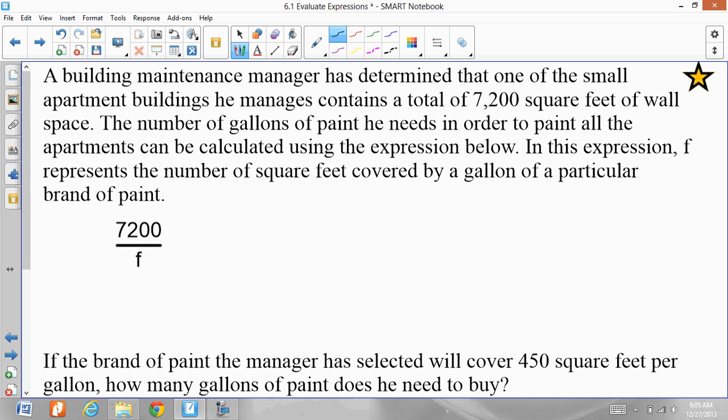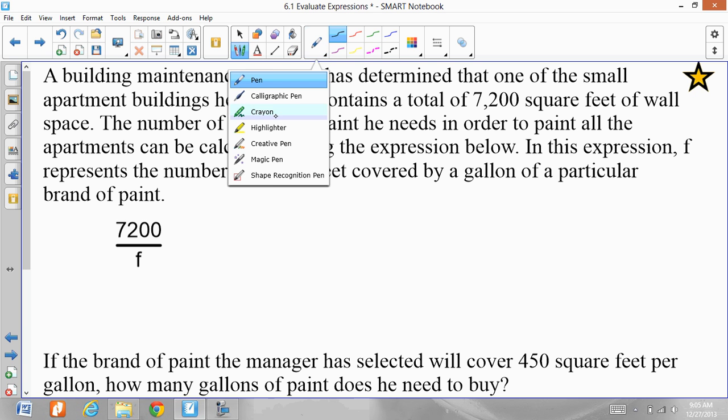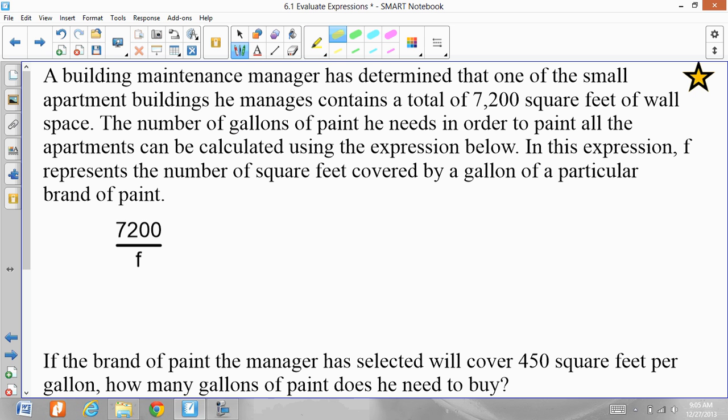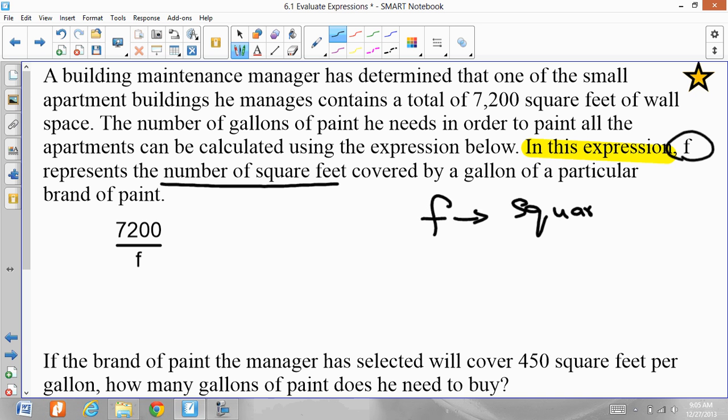Okay, this question is a simple and easy question, so don't be disappointed by the size of the question. Pause the video, read the question, understand the question. This is actually a simple one. So once again, the starting point is your expression. The expression is given here, and the expression F represents. They're telling you F stands for the number of square feet. So that is your F. So in this expression, F represents the number of square feet.